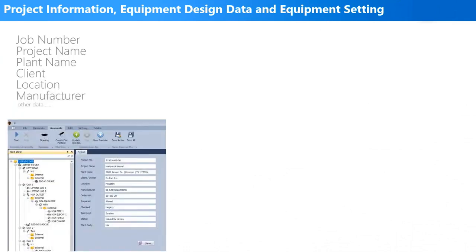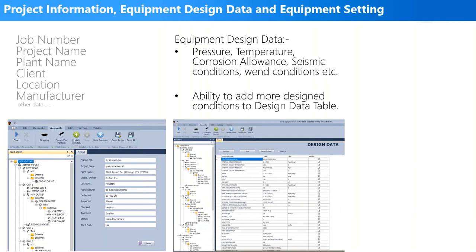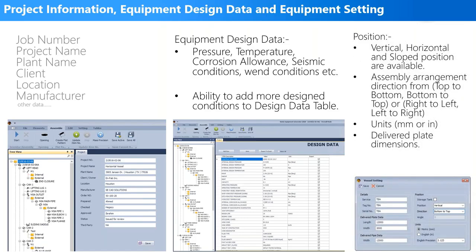Some important information we should fill in during our project, like the project data, project name, project client, the owner, location, manufacturer, and other data from the project level. We have 3 different levels in the SEG tree. The first level is the project level. The second level is the equipment level. In the equipment level, we need to define some information like design data of this equipment, design pressure, temperature, design code, construction design code, and many other information for this equipment, and the position of this equipment.